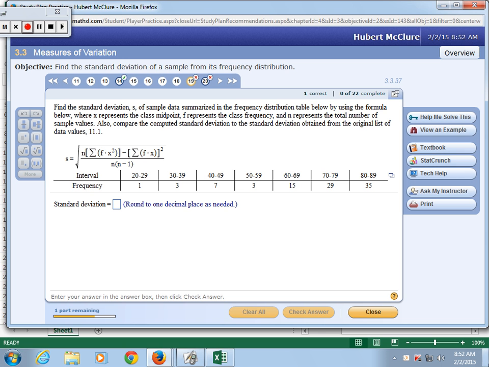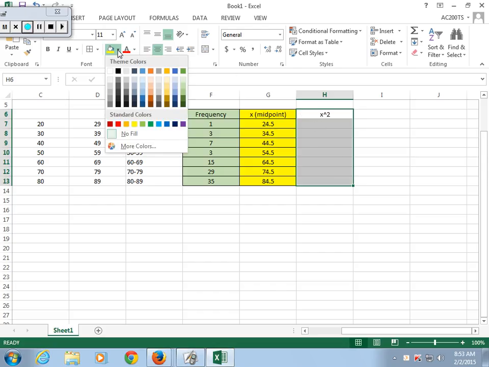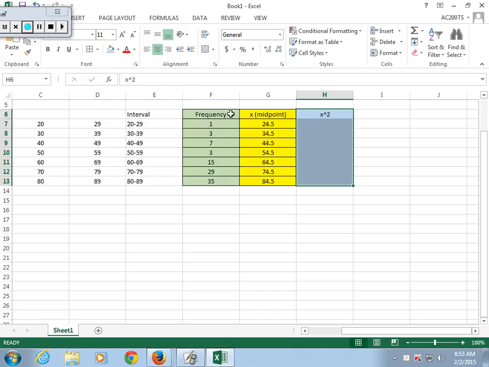Alright, so we got to get x squared because we don't have it. So we go to our handy dandy and we type in x squared. And that's the good thing about this Excel spreadsheet. It's real simple to do it. And let's go ahead and we'll color this blue.